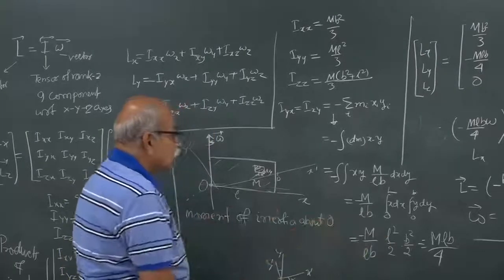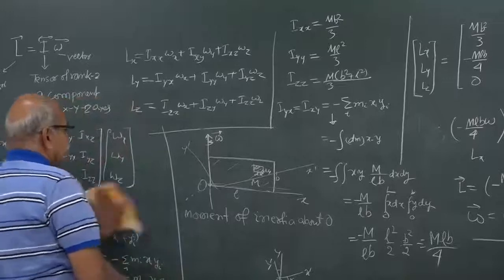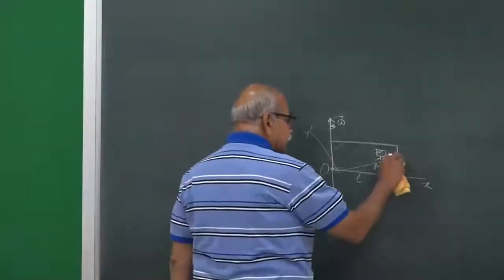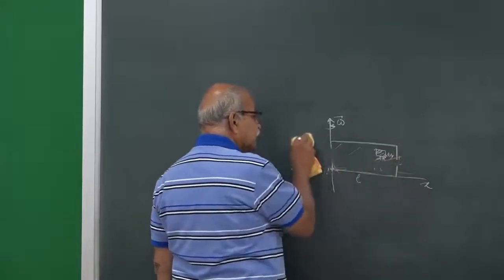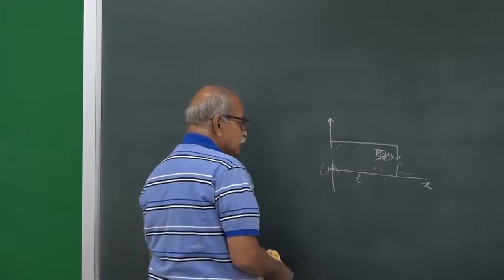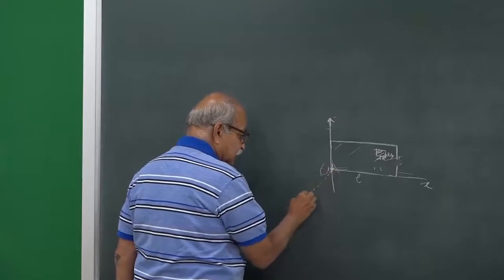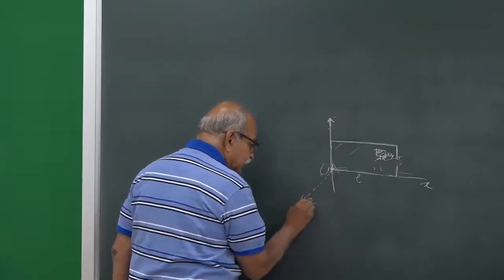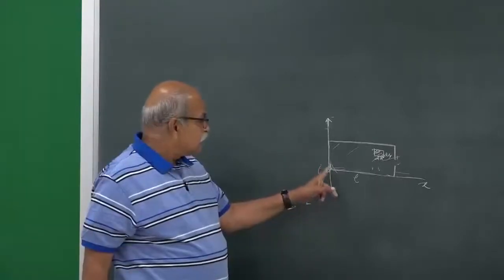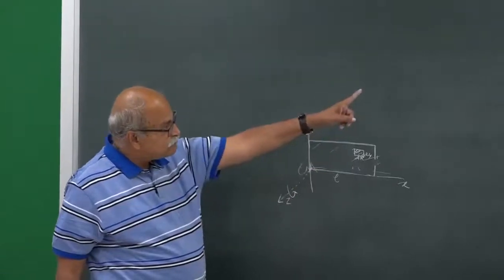So, let us do it for that. Let me make some space. I think I can make the space this side. Let me draw the same figure, but omega is now along the z axis. So, this is the z axis and omega is in this direction, going like this. I want the angular momentum of the object about this point, and I will use the same procedure.